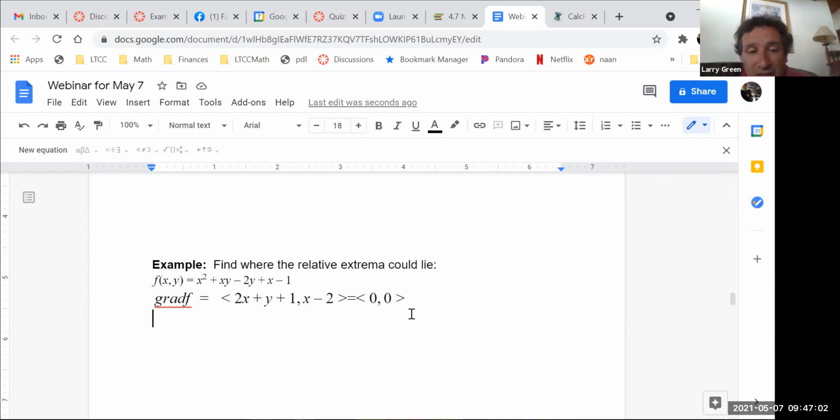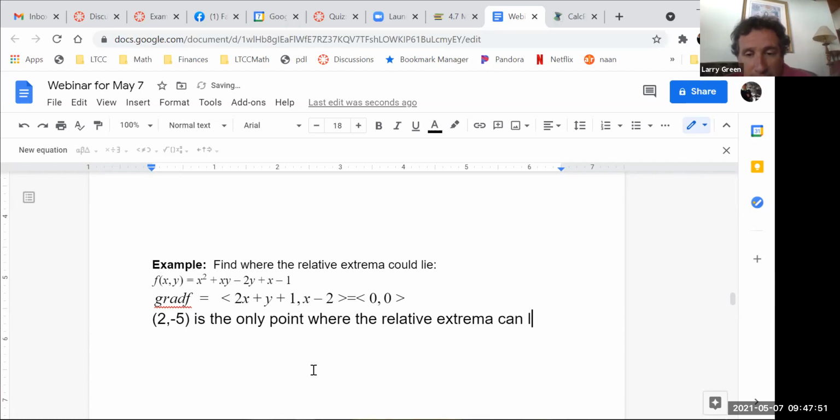All right, so now to set those equal to 0, 0, we can set each individual component equal to 0. I'm going to go through the algebra fast because I'm going to assume you know how to do algebra. If x minus 2 is 0, what's x? Would it be 2? Yep, x is 2. So we get 4 plus y plus 1 equals 0, or y plus 5 equals 0, so y is negative 5. Okay, that is the only point where the relative extrema can lie. Any questions on this example?